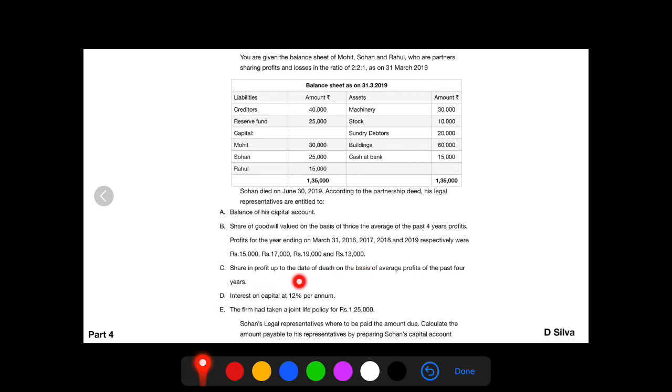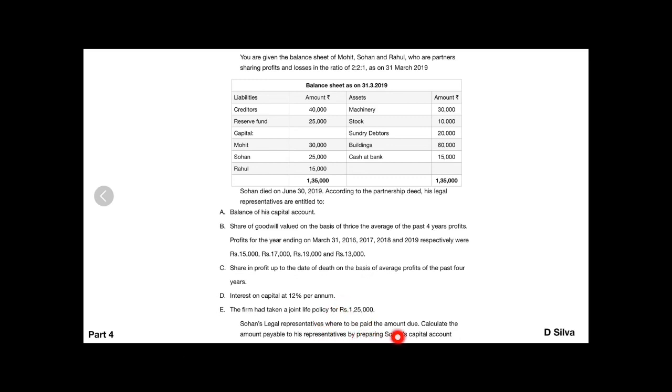Share in profit up to the date of death on the basis of average profit of the past 4 years. Interest on capital at 12% per annum. The firm had taken a joint life policy of rupees 1,25,000. Sohan's legal representatives were to be paid the amount due. Calculate the amount payable to his representatives by preparing Sohan's capital account.